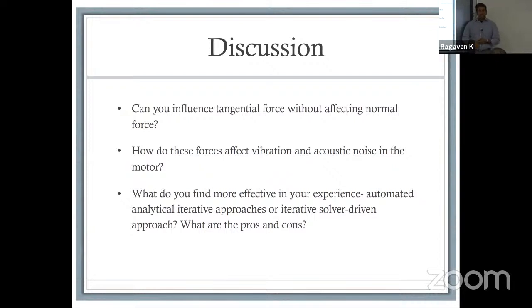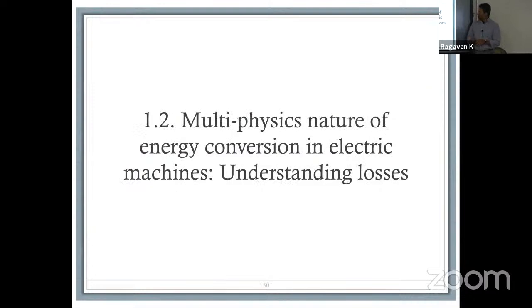All right, so let's move on to the next side of this conversation, which is the multi-physics nature of energy conversion in electric machines. The reason I'm talking about this is because when we talk about drive design and multi-physics, usually what we're talking about is losses.